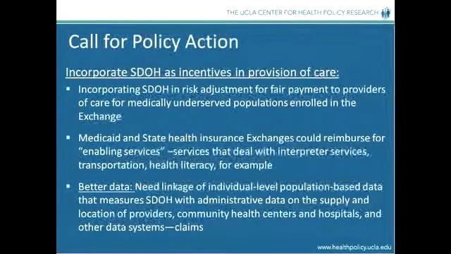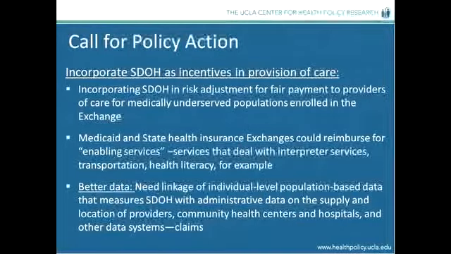So what are some specific policy actions that I would suggest? I think we should incorporate social determinants of health as incentives in the provision of care. For example, incorporating social determinants of health in risk adjustment for fair payment to providers would be important, especially for providers who care for medically underserved populations. This is important, for example, with the exchange, where you'll have a blended population of newly insured people who are under 40% poverty level, blended with those who have been traditionally commercially insured. Incorporating social determinants of health could compensate providers that see more complex, medically underserved patients fairly.